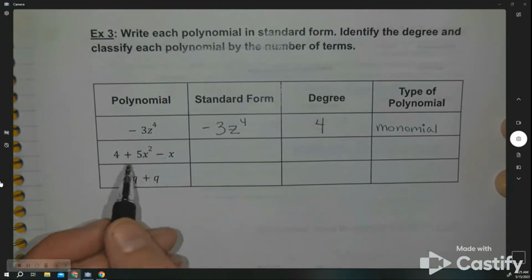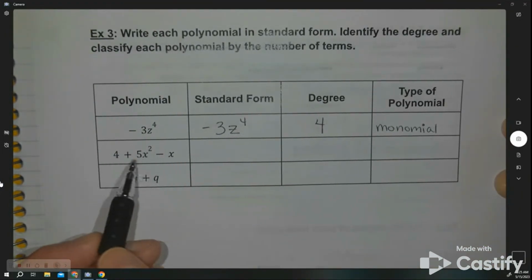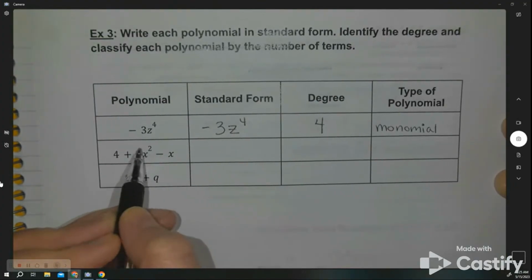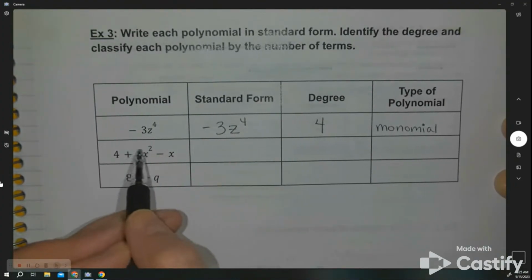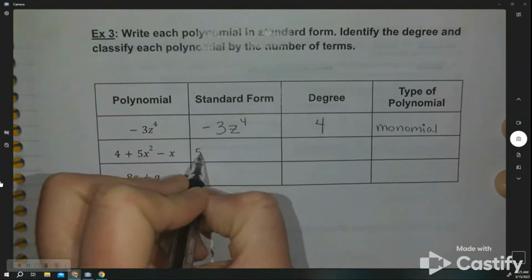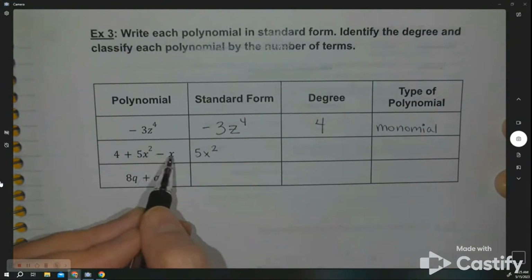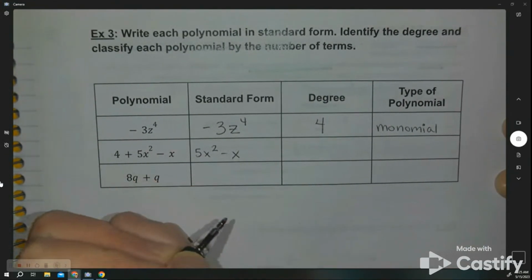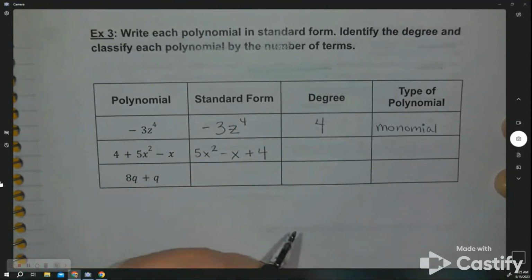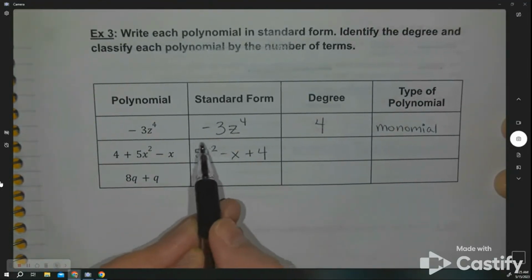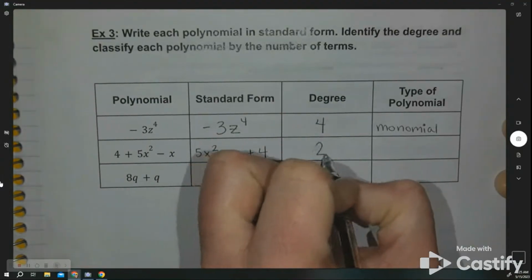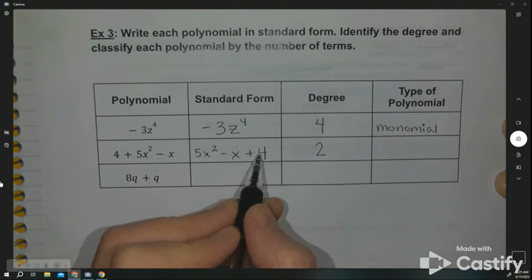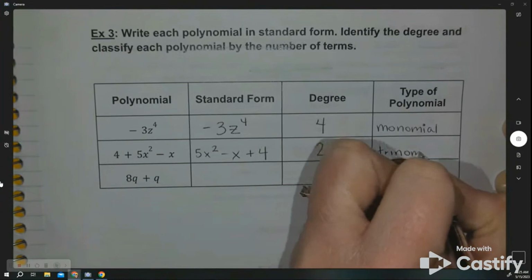All right, for the second one, we're going to say, okay, which one has the greatest degree? So I've got 0 here, 0 plus 2 is 2, and then I've got 1. So my greatest would be 5x squared, and notice it's positive, so I'm going to start with 5x squared. The next highest would be x to the first, or just x, so minus x. And then this positive 4 with a degree of 0. Since we have a degree of 2 here in the front, that's the highest, so we're going to have a degree of 2. And then there are 1, 2, 3 terms, so this is a trinomial.